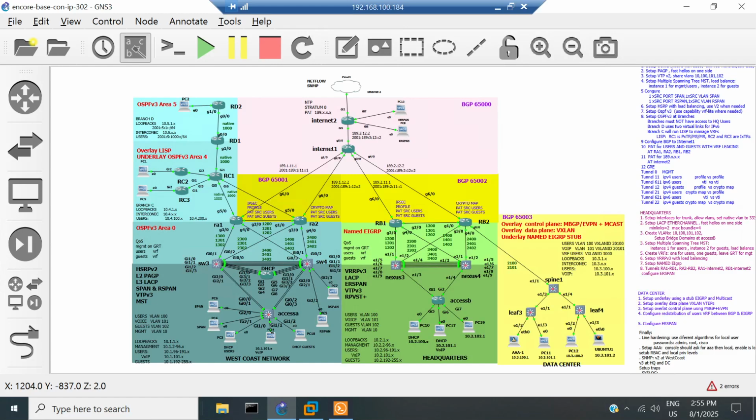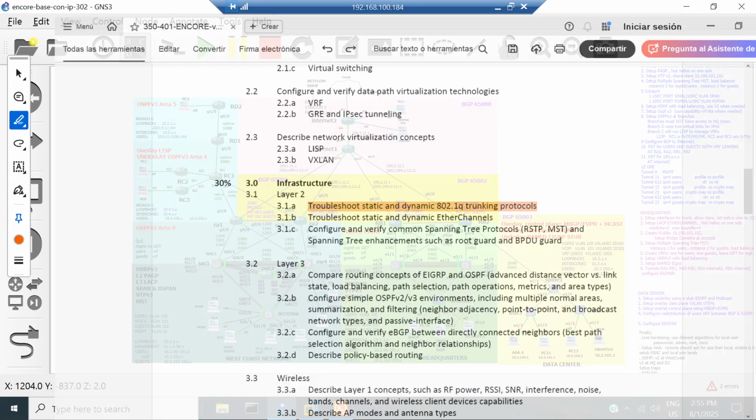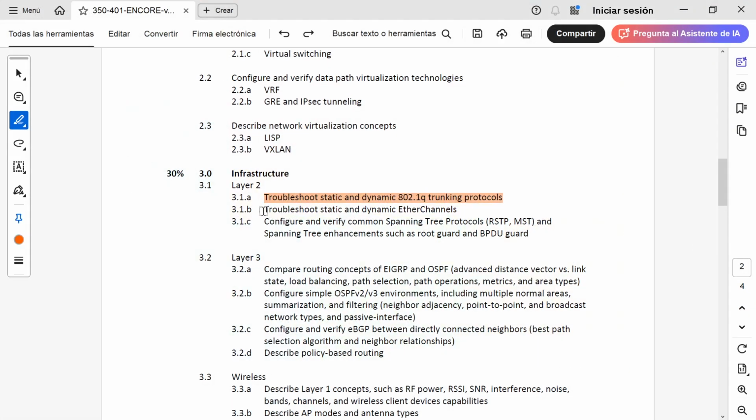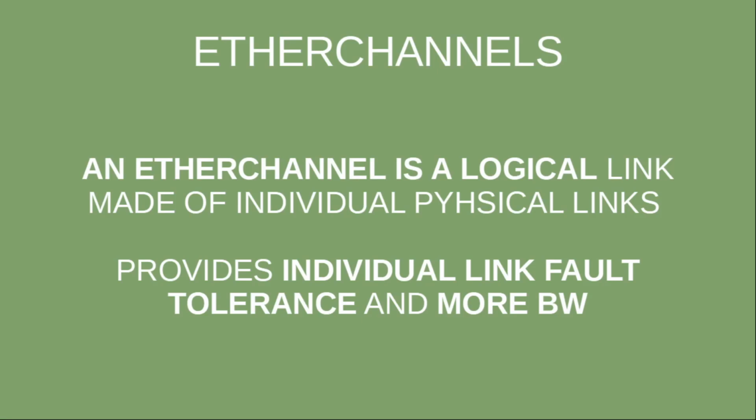Okay, let's continue working with our ENCOR lab, with our infrastructure lab. And now we're going to talk about the next topic in the ENCOR list. We're going to see troubleshoot static and dynamic EtherChannels. We are going to talk briefly, as brief as I can, about the theory, and then we are going to go to the lab. The theory part is quite large as any ENCOR topic, but I'm going to try to be as brief as possible. So let's go into it.